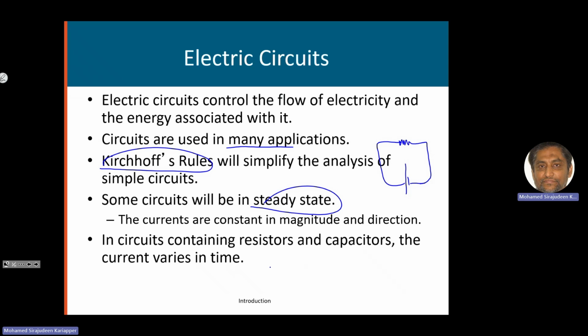Circuits containing resistors and capacitors: if you have the capacitor, what happens? You don't have steady state. You will sometimes have a transient current, which stays there for a short time. It varies with time.